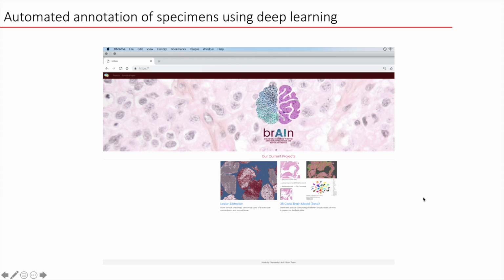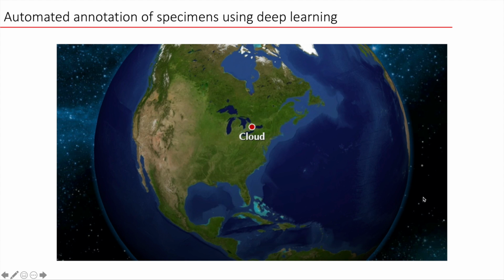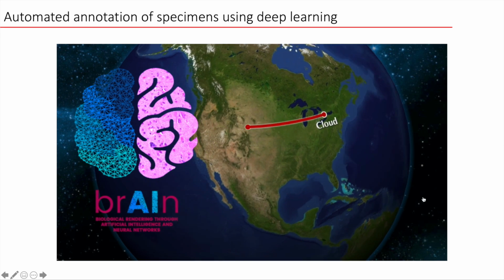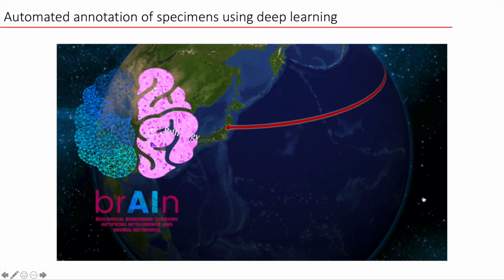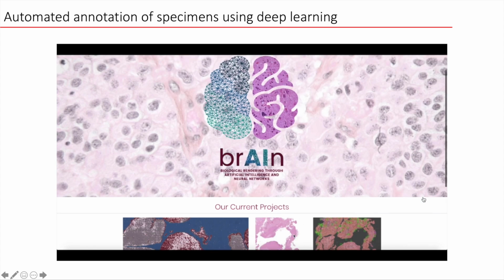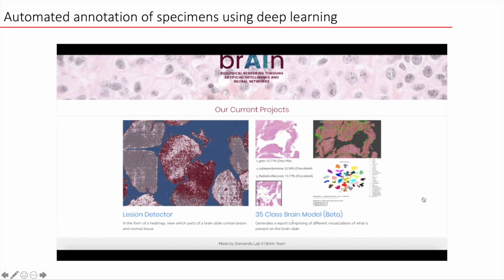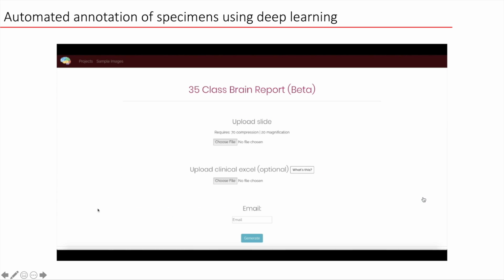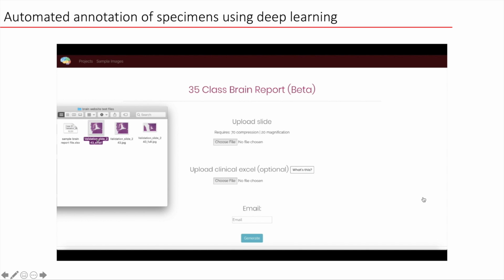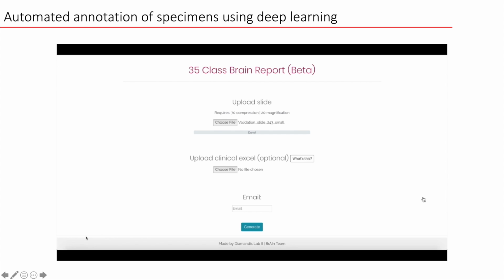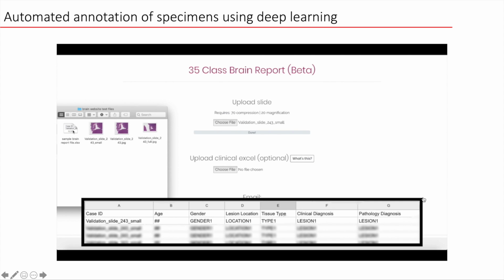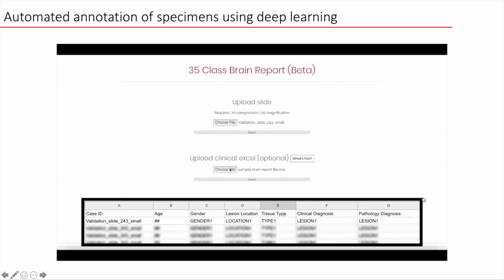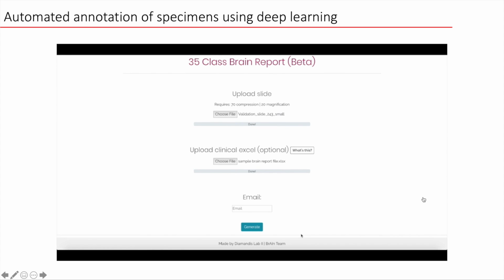So this is what our website looks like. I'll show you one of our older demos that highlights how easy this process is. Here's our website again. You click the particular app that's relevant to your tissue type. You take a slide that's available on your computer. You drag and drop it onto our website. This gets uploaded. You can also upload clinical information that you want in those reports.